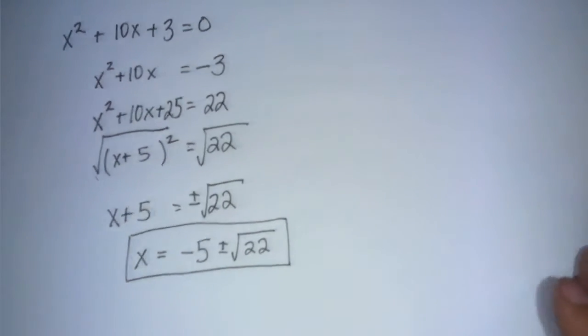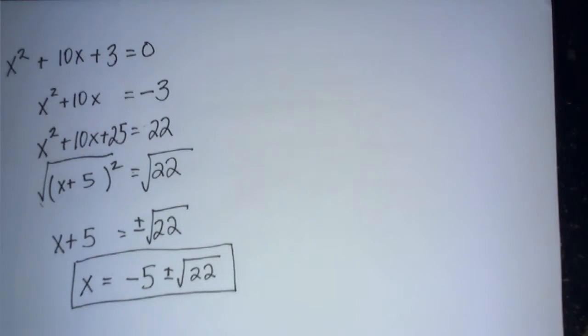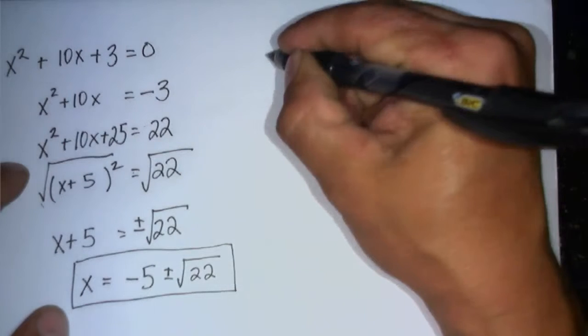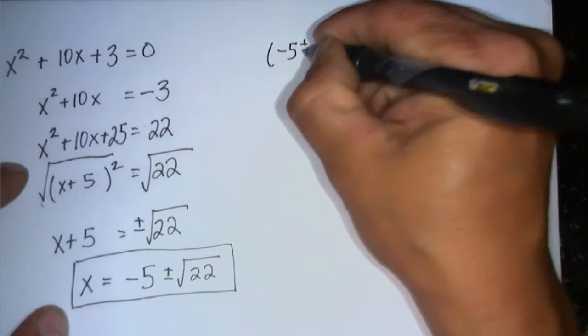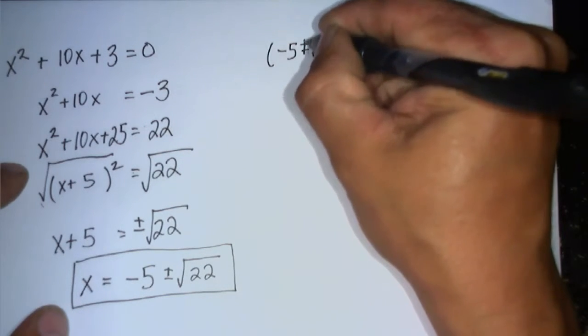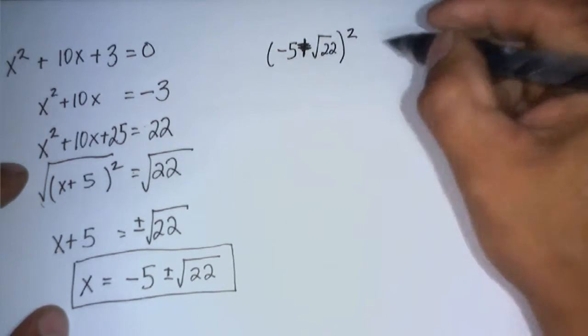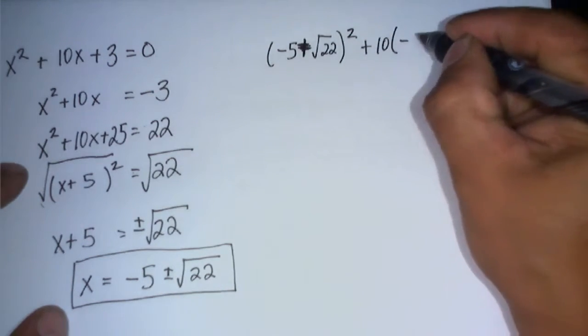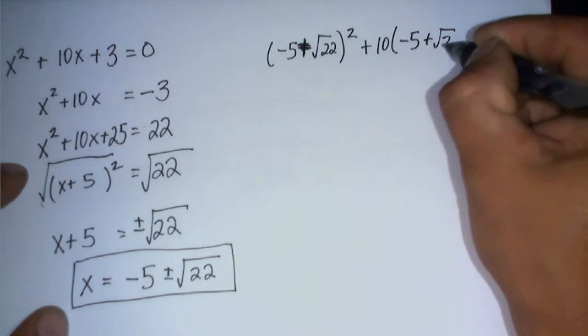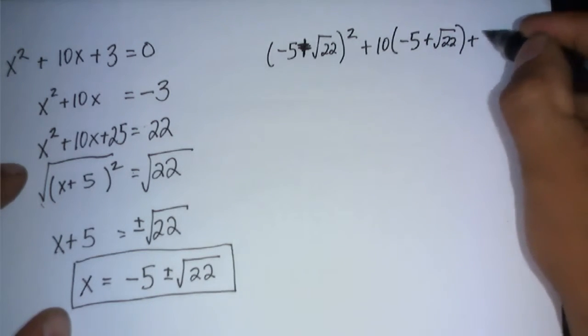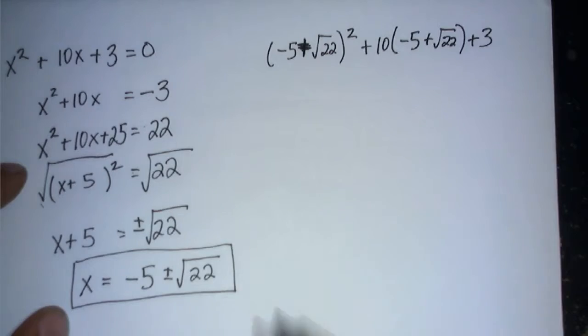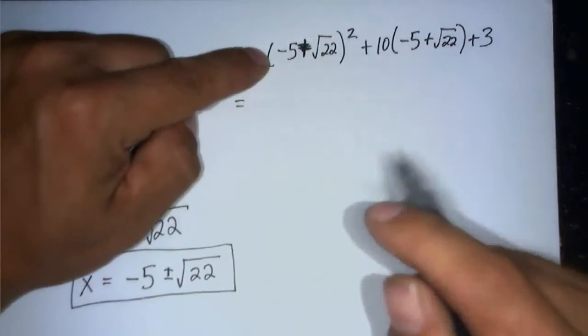Okay, can we prove that? Sure. If I take negative 5 plus or minus the square root, let's just use plus, because it's plus or minus, squared, plus 10 times negative 5 plus the square root of 22, plus 3, I should get 0. Okay, let's square this. This is the hard part to square.